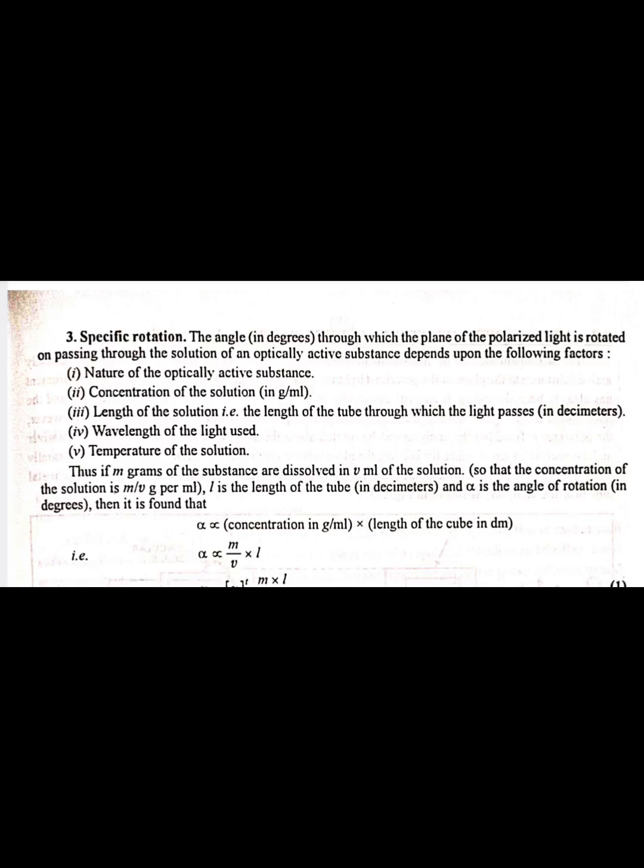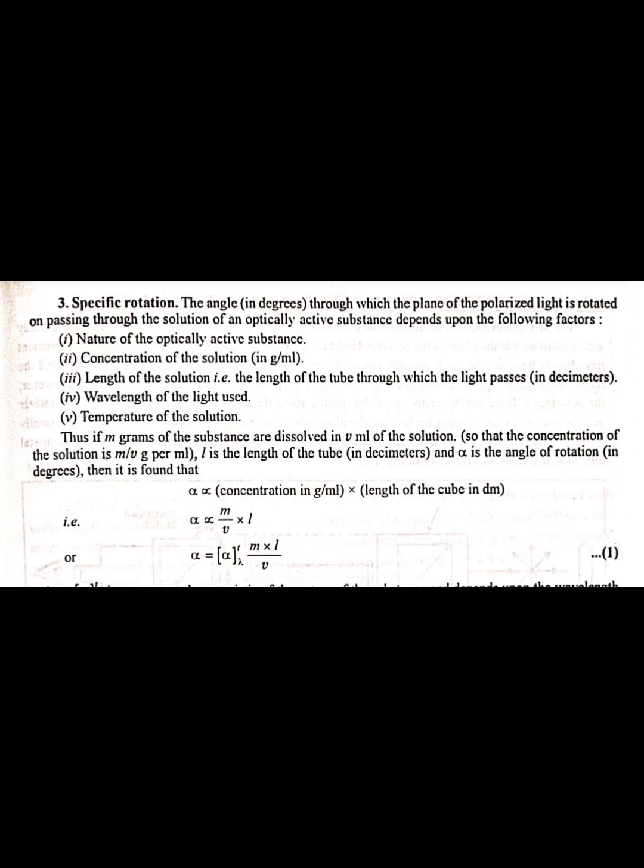Number 3. The angle in degrees through which the plane of the polarized light is rotated on passing through the solution of an optically active substance depends upon the following factors. Number 1. Nature of the optically active substance. Number 2. Concentration of the solution in gram per milliliter. Number 3. Length of the solution, that is the length of the tube through which the light passes. Number 4. Wavelength of the light used. Number 5. Temperature of the solution.